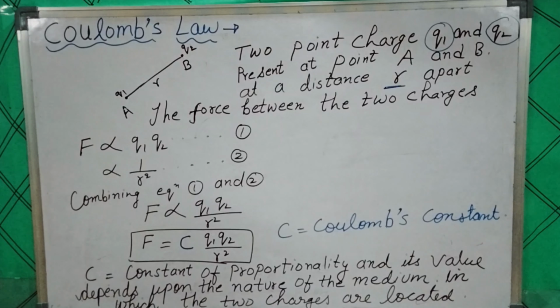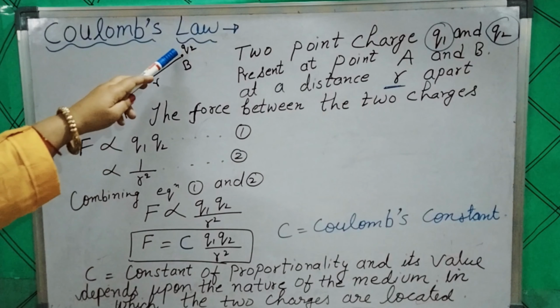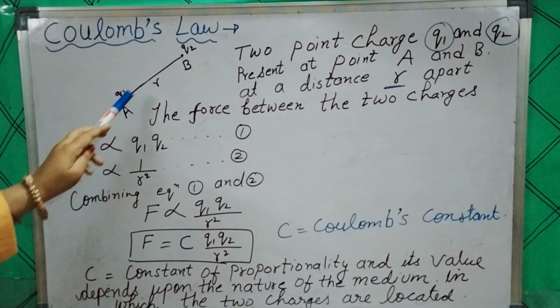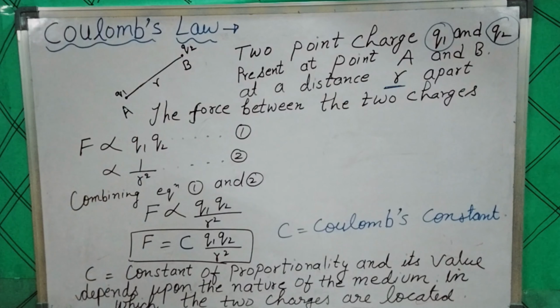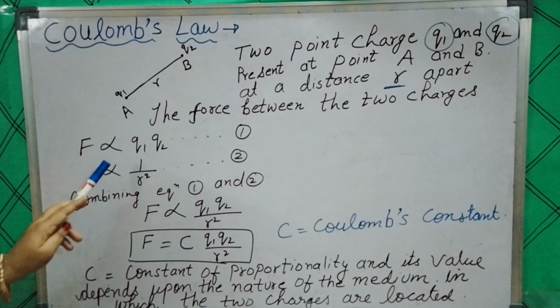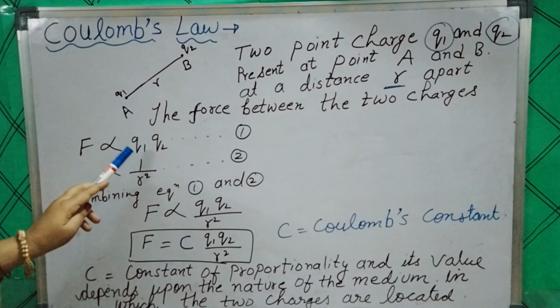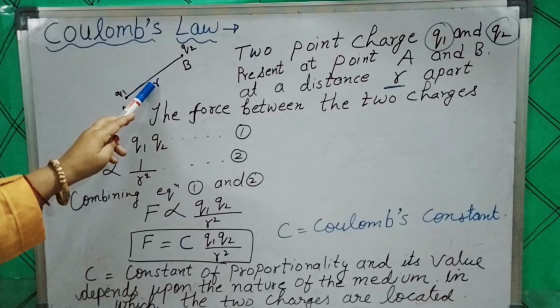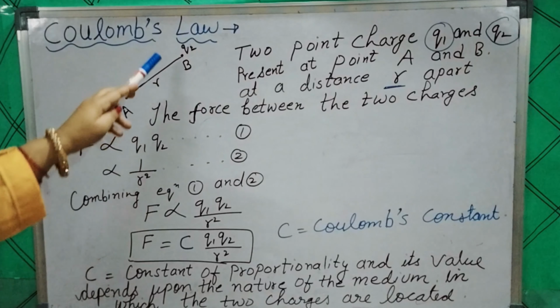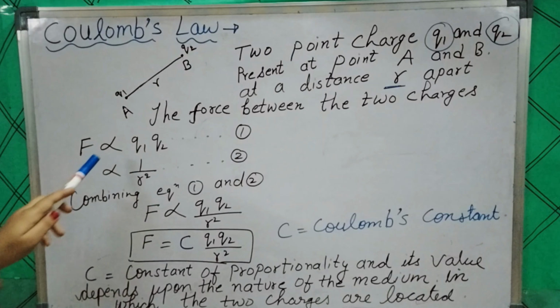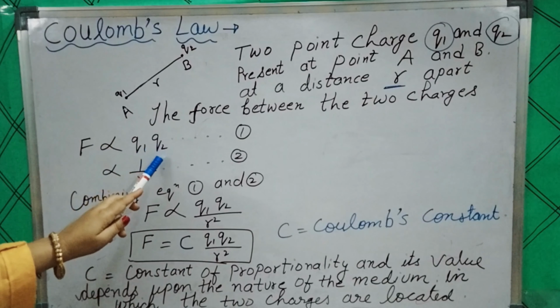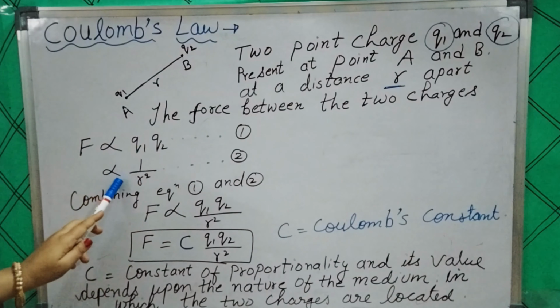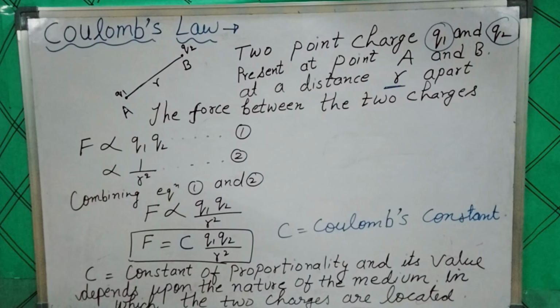Now let us discuss Coulomb's law. Let us consider two point charges Q1 and Q2 placed at points A and B at a distance r apart. The force between the two charges Q1 and Q2 is directly proportional to the product of the magnitudes of the two charges and inversely proportional to the square of the distance between the charges. So this is equation 1: F is directly proportional to Q1 Q2, and inversely proportional to the square of the distance between them.